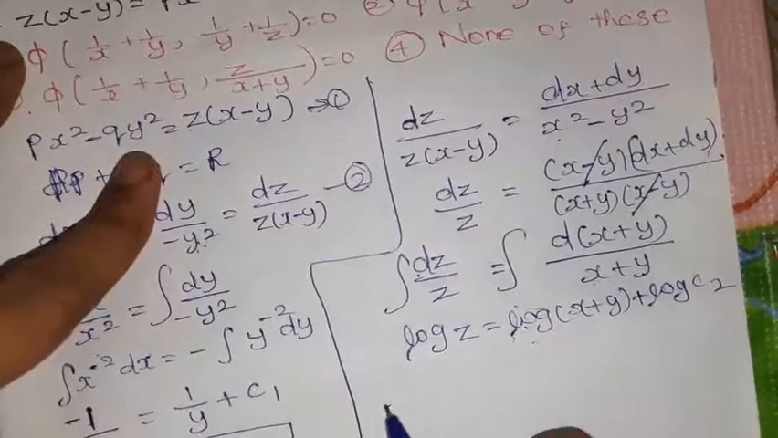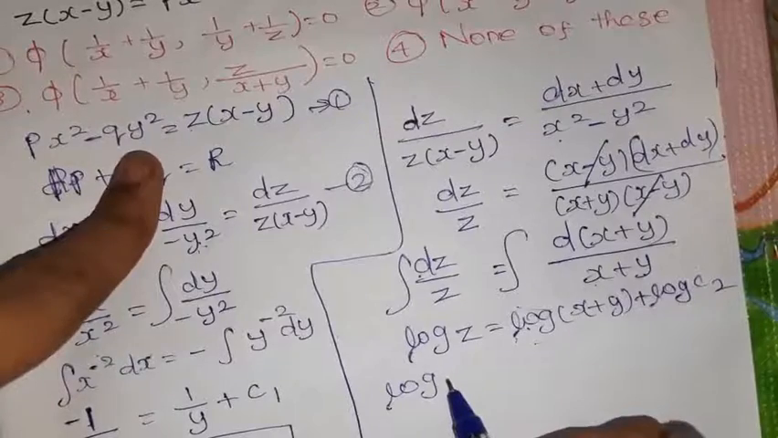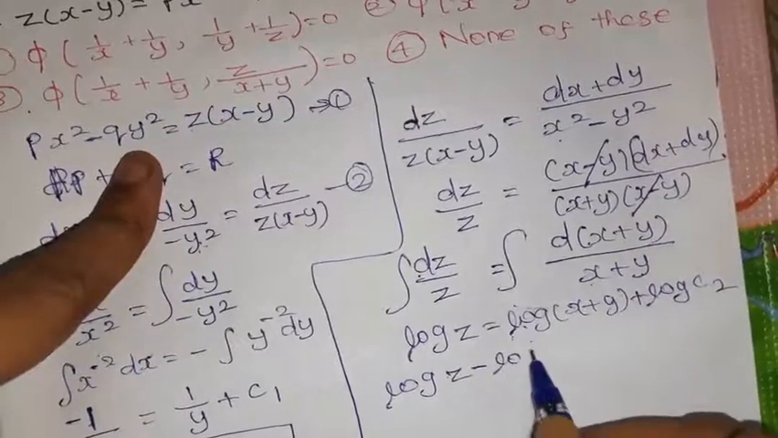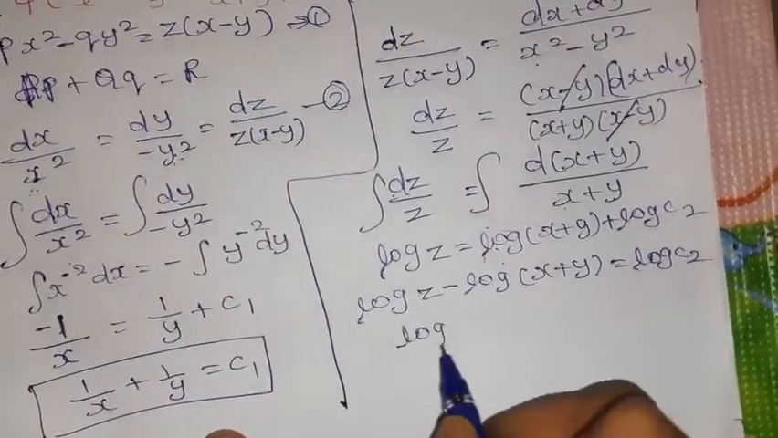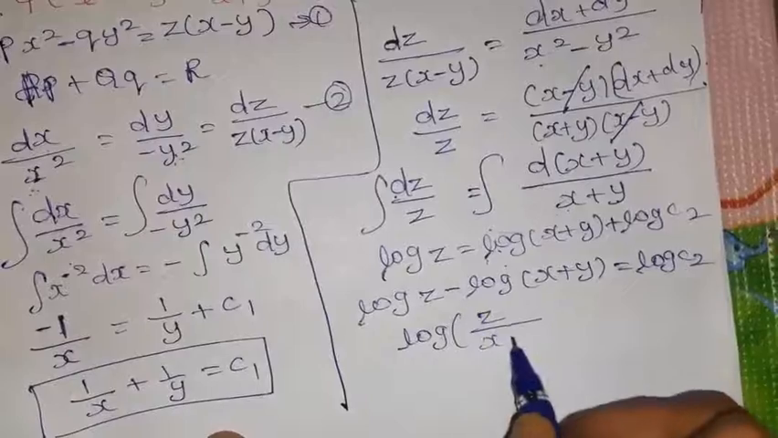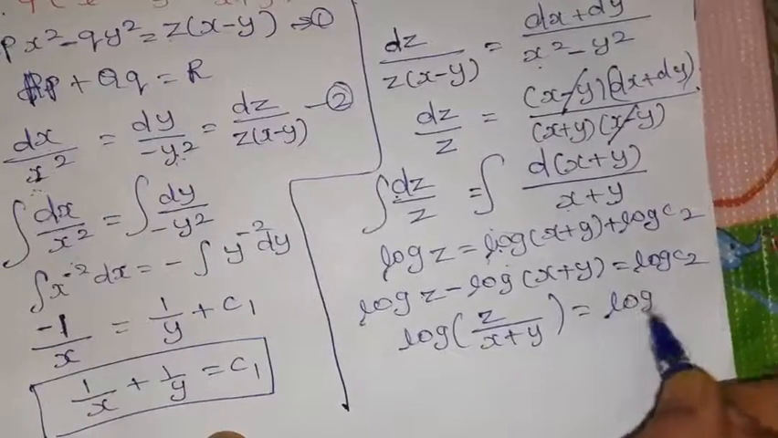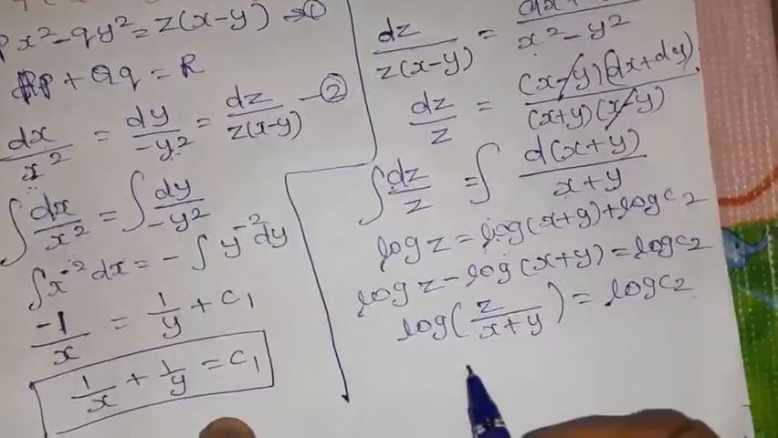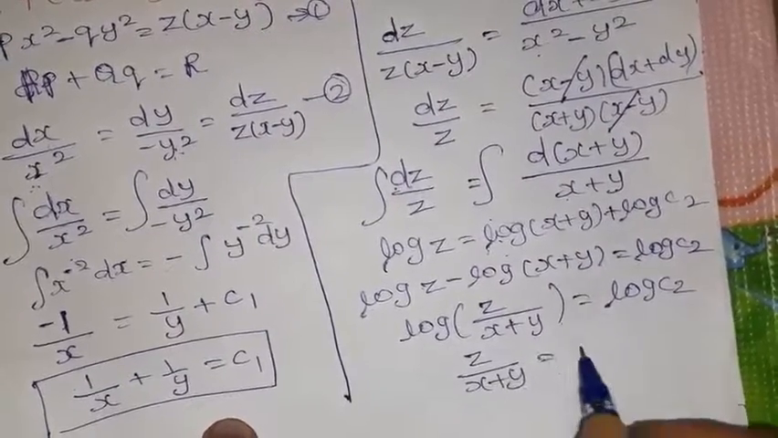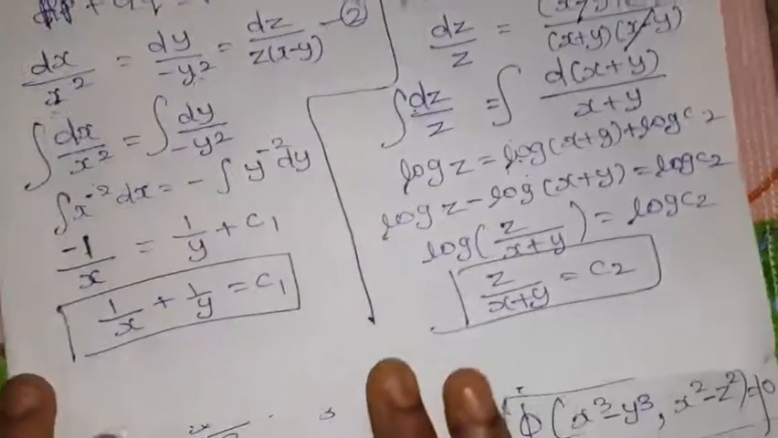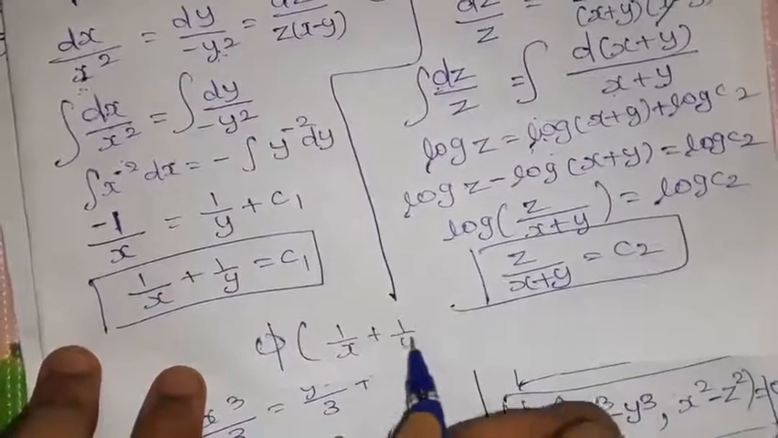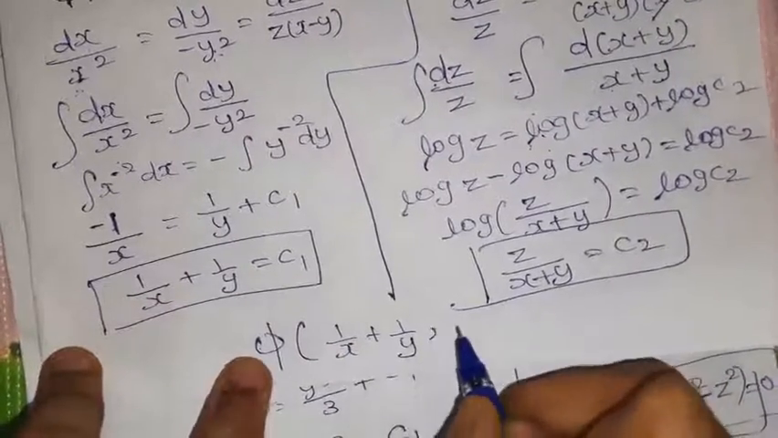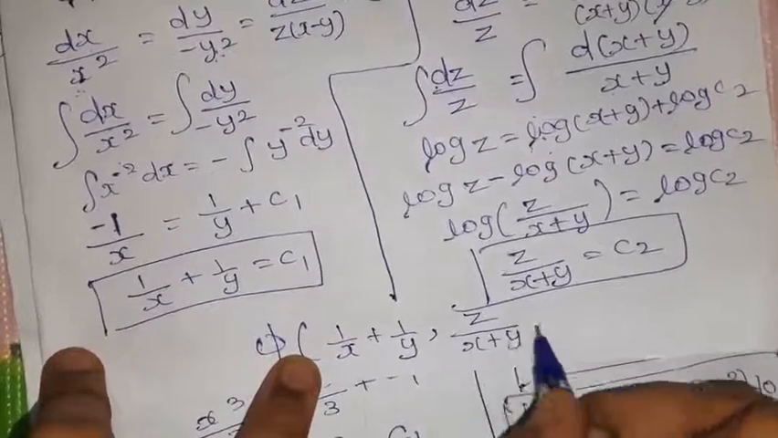So log z minus log of x plus y equals log c2. Basic logarithm: log a minus log b is log of a by b. So log of z by x plus y equals log c2, then the logarithms cancel and we get z by x plus y equals c2. So we can find c1 and c2. Then what is the solution? Phi of the general solution: 1 by x plus 1 by y, comma z by x plus y, equals 0.